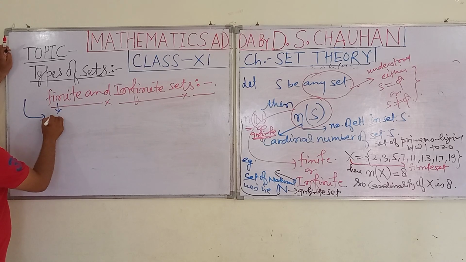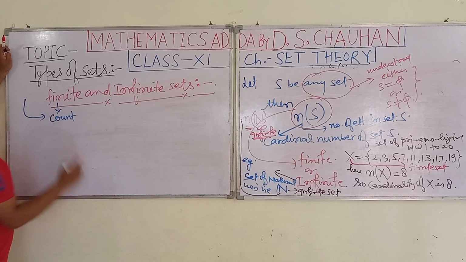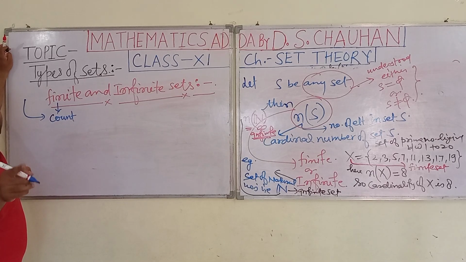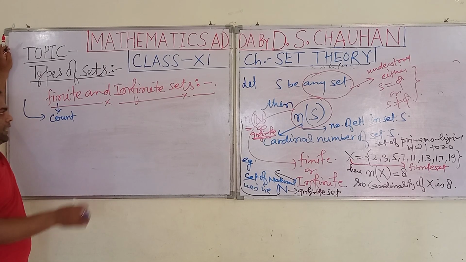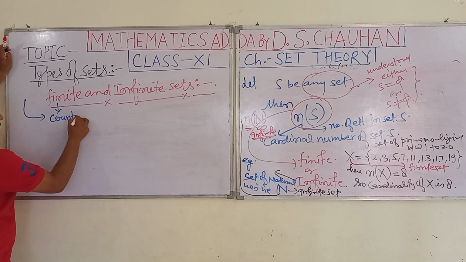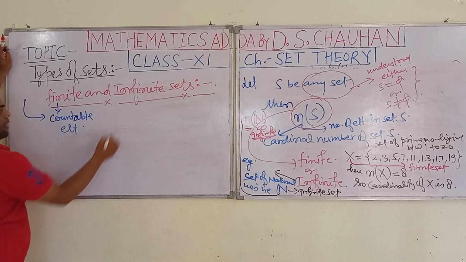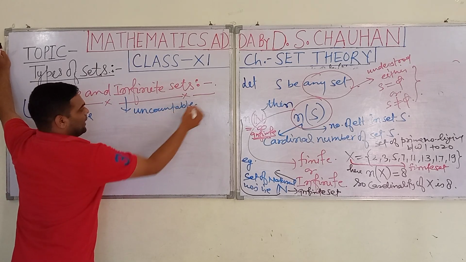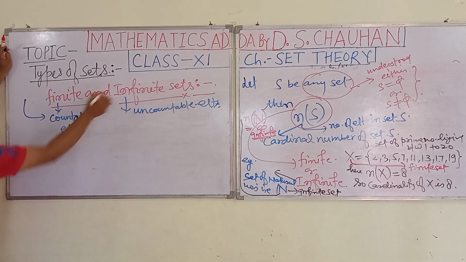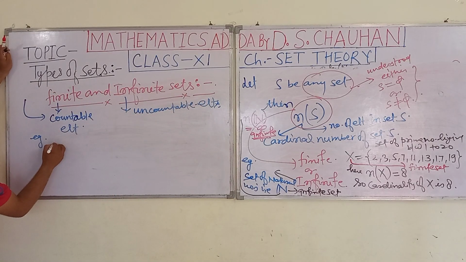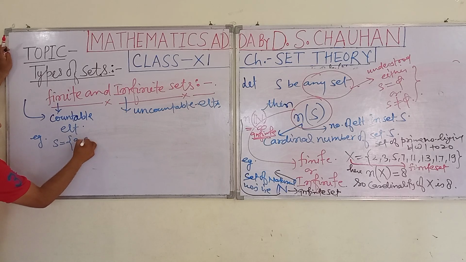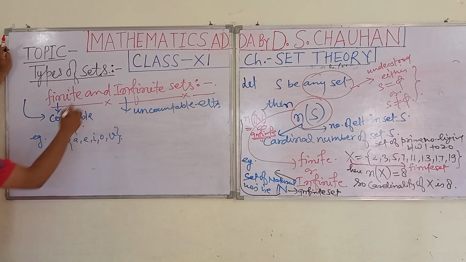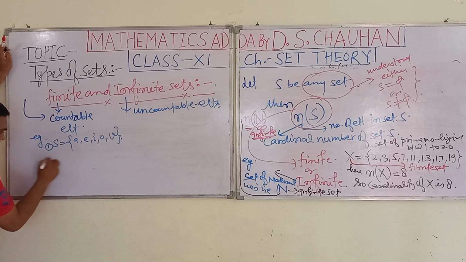Well, students, now here you can keep the definition that on the basis of numbers we can define finite and infinite sets. So which set is said to be finite? Such a set which has countable elements is called a finite set, while sets having uncountable elements are called infinite sets. So a finite set has countable elements, an infinite set has uncountable elements.